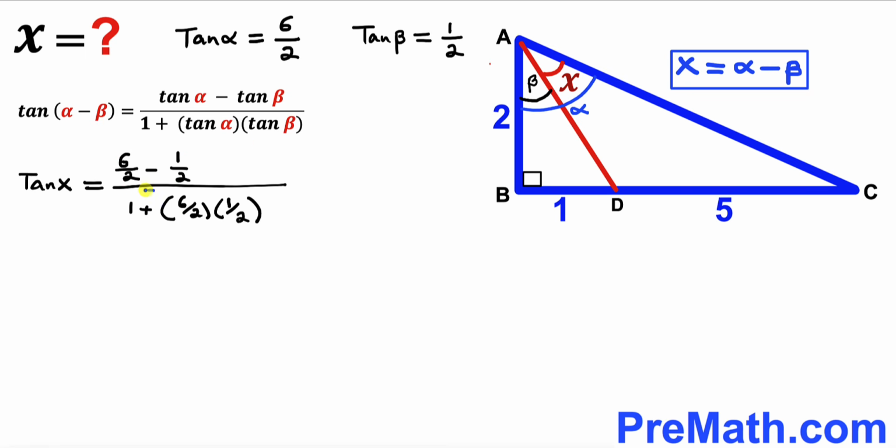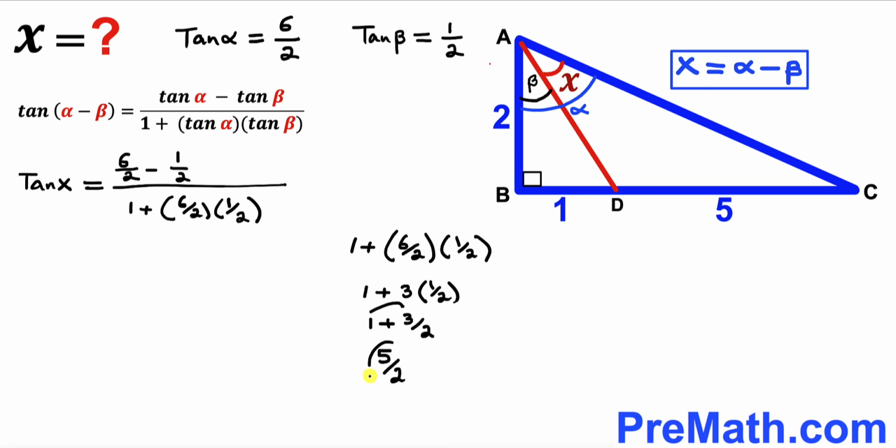And now we are going to focus on this denominator part. Let me just write it down. 1 plus 6 divided by 2 times 1 divided by 2. And now we can see this 6 divided by 2 reduces to simply 3. So therefore we can write 1 plus 3 times 1 divided by 2. And that's going to be equal to 1 plus 3 divided by 2. And if we add this whole number and this fraction, that is going to give us 5 divided by 2. So therefore we could see the denominator part has been simplified to 5 divided by 2 as well.